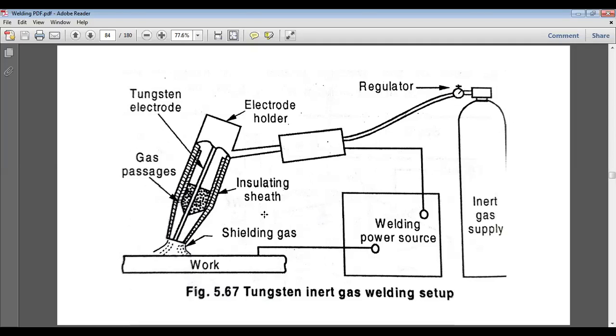This is quite similar to MIG welding. So we can see we have a gas passage, and this is the tungsten electrode holder, insulating sheath. This is the shielding gas. This is the work, the welding power source. We have the inert gas supply coming from here. This comes out from here, and this way it is covering the whole area, and this is called TIG welding.